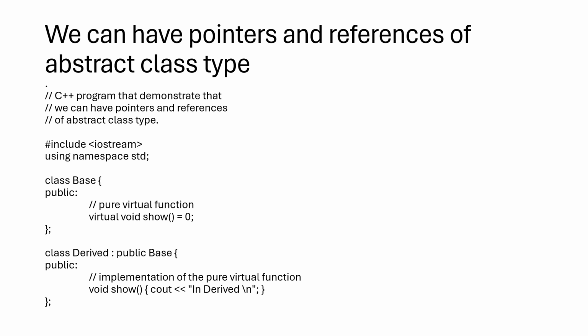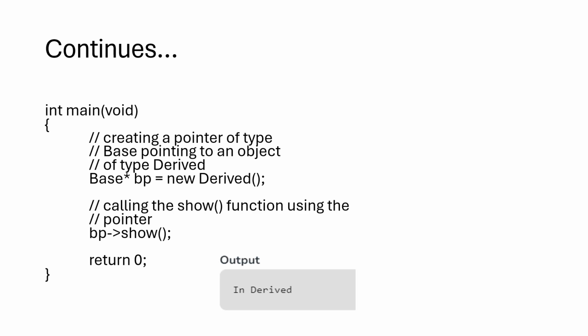Here also the same void show is implemented, but it is not an override, because in the base class we declared the void show function as virtual. In the derived class we can use the void show function as it is. Then cout we display derived, and in the main function we create the pointer. We create a pointer of type base pointing to an object of type derived: base pointer bp equal to new derived.